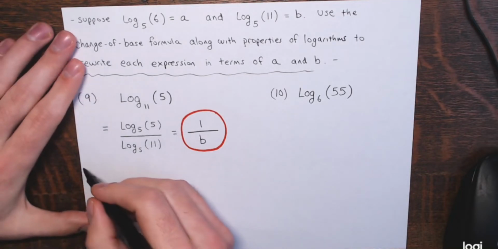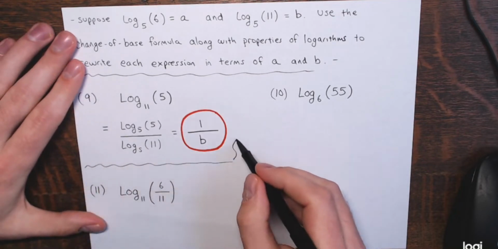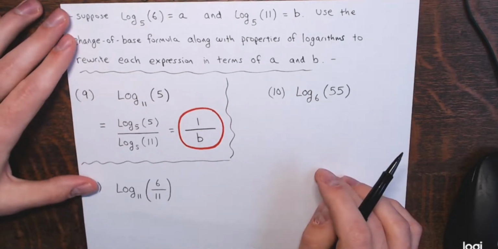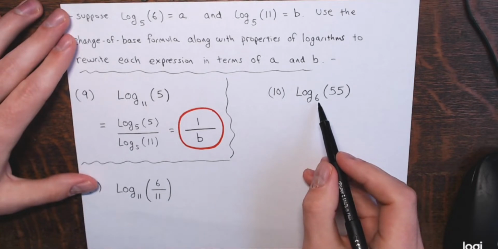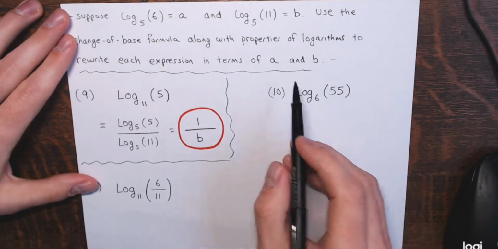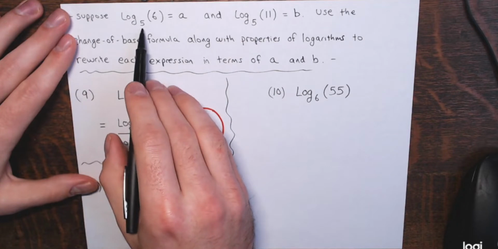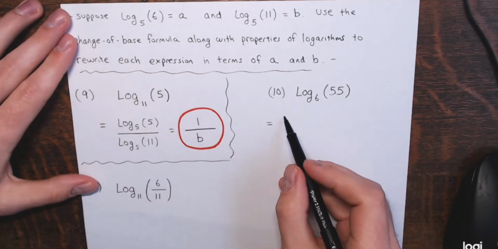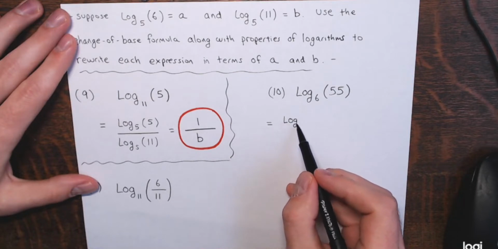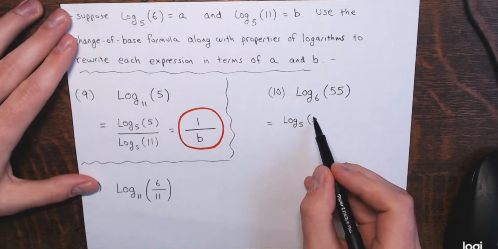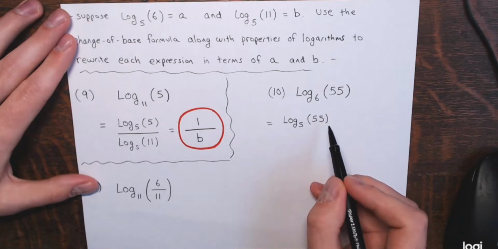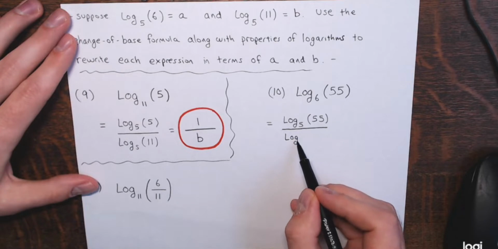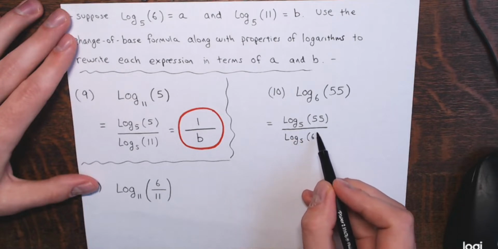So I'm hoping that made sense, what was happening here, and this is going to be the case for the rest of these. Alright, so once again, this is log base 6. But both a and b were in base 5. So once again, I'm going to do change of base here. Rewrite this as a base 5 logarithm expression. So this is log base 5 of 55 divided by the log base 5 of 6. Alright, there's your change of base rule.